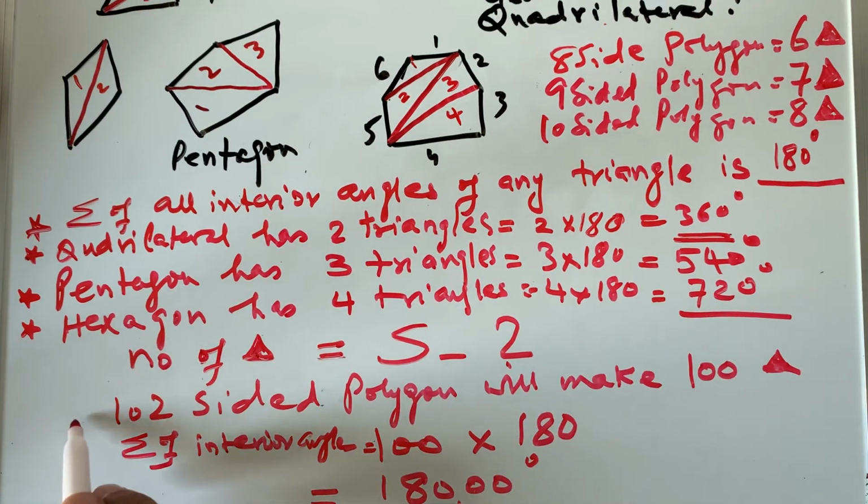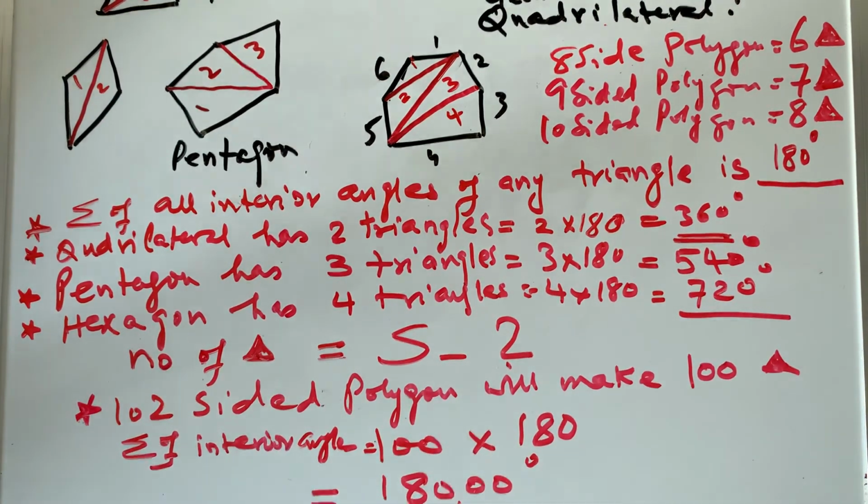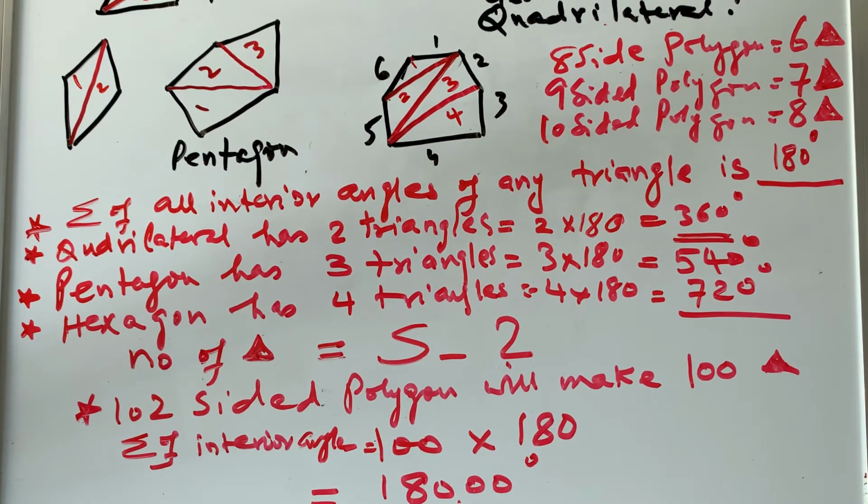How many sided polygon was it? A 102-sided polygon will make 100 triangles, and one triangle is 180. So 100 times 180 is 180 times 100. So it is 18,000 degrees, right? The sum of all the interior angles of that polygon will be 18,000 degrees.